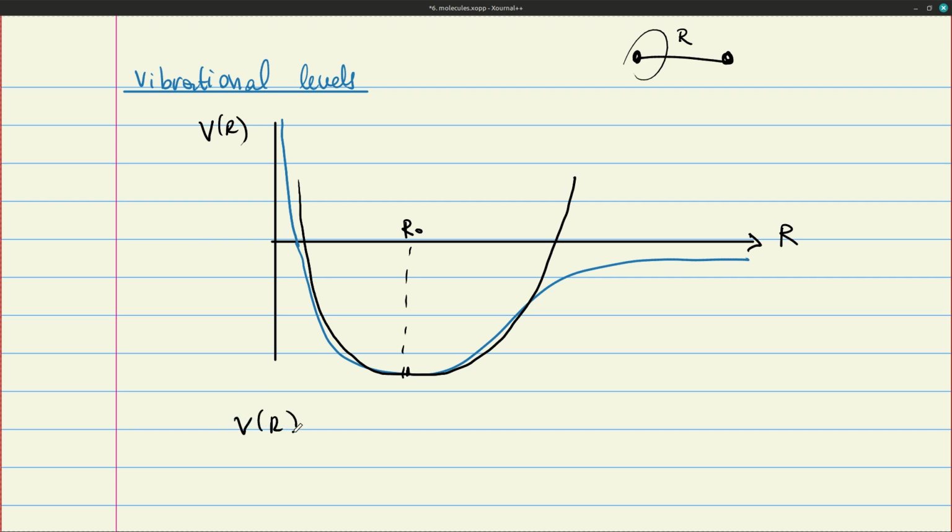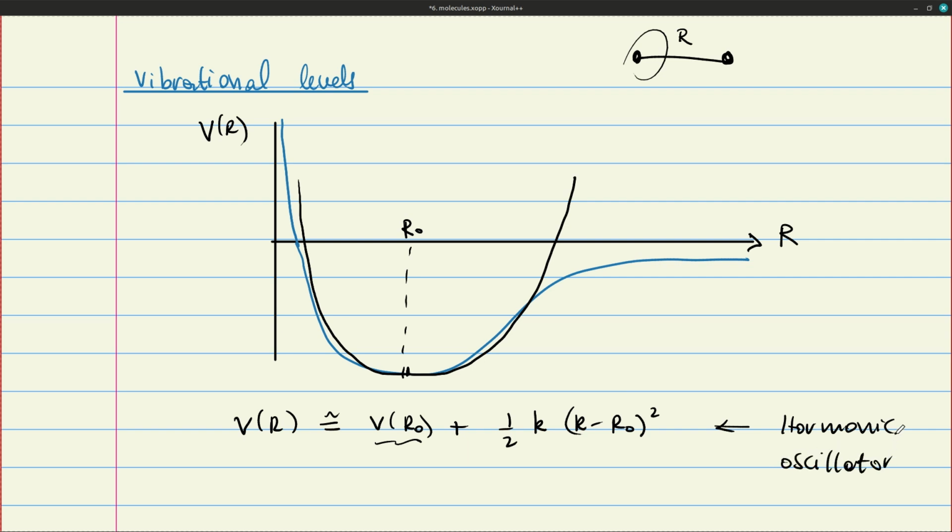V of R is approximately equal to V of R naught plus some constant, which I'm going to call the spring constant, times R minus R naught squared. So V of R naught is an overall constant. We can drop it, and here is a harmonic oscillator. And now we know the solution of this.